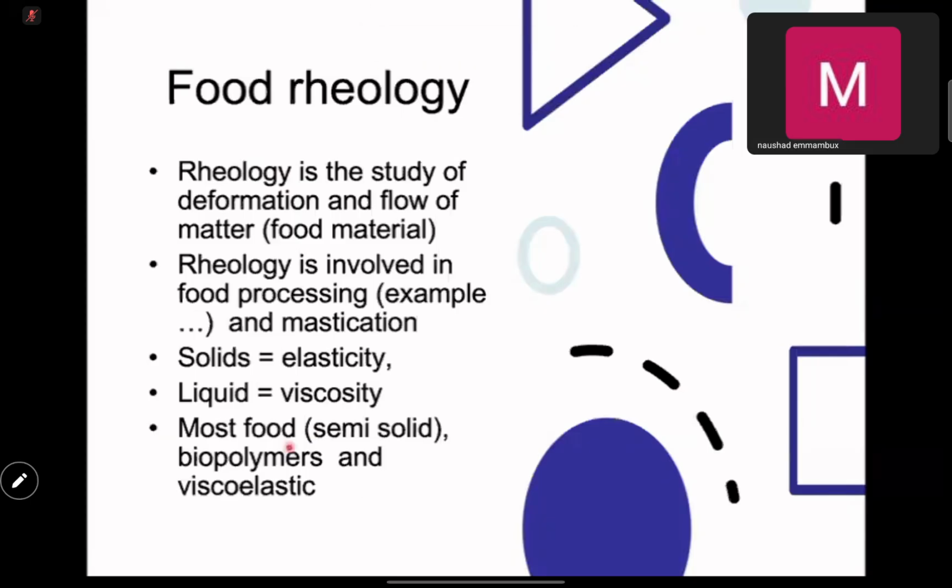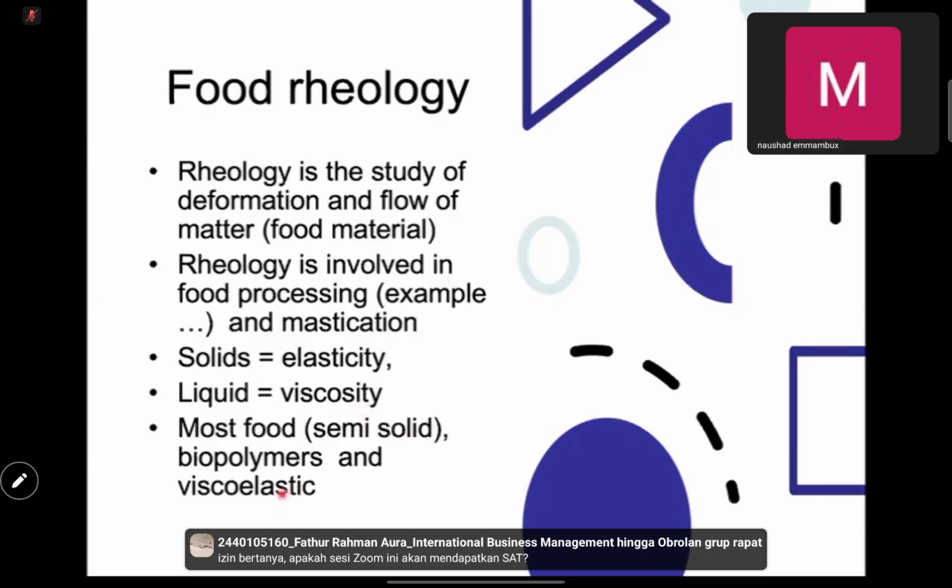And when we talk about semi-solid, generally it has both the elasticity and the viscosity. So it has both elastic properties and viscous properties. That's why we always talk about food having viscoelastic properties, because it has both viscous properties and elastic properties. Okay. Now to sum up again, remember rheology is the study of the deformation and flow of food material. Okay, we use rheology in our daily life, whether during food preparation or mastication. And most foods are viscoelastic materials.